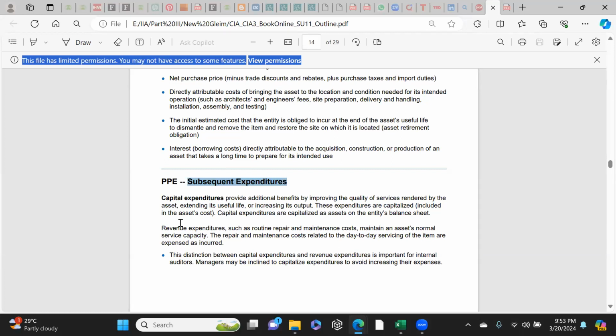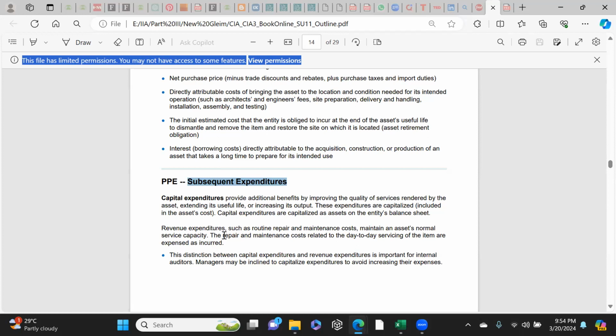On the other hand, revenue expenditures are the things that will not enhance the value, will not extend the useful life, will not increase the capacity, and will not reduce the wastages. Those day-to-day servicing things, you are not going to capitalize. That will be a part of your operational expenses.